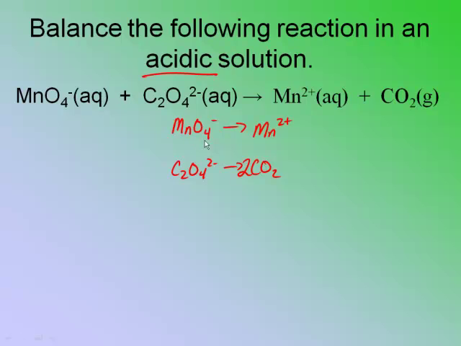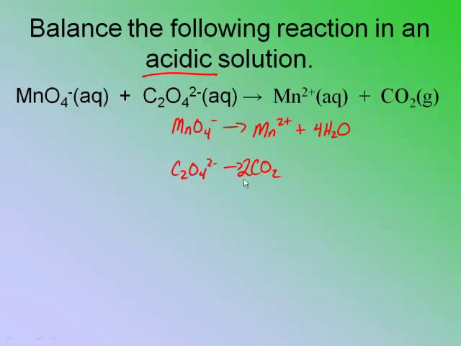Now I balance the oxygens by adding water. So I go to my first reaction. I have 4 oxygens on the left, none on the right. So I'm going to add 4 waters, because that gives me my 4 oxygens. Same thing down here. I've got 4 oxygens on the left. Oh, but look at that. I already have 4 oxygens on the right. So I don't need to do anything with relationship to the oxygens and water here.